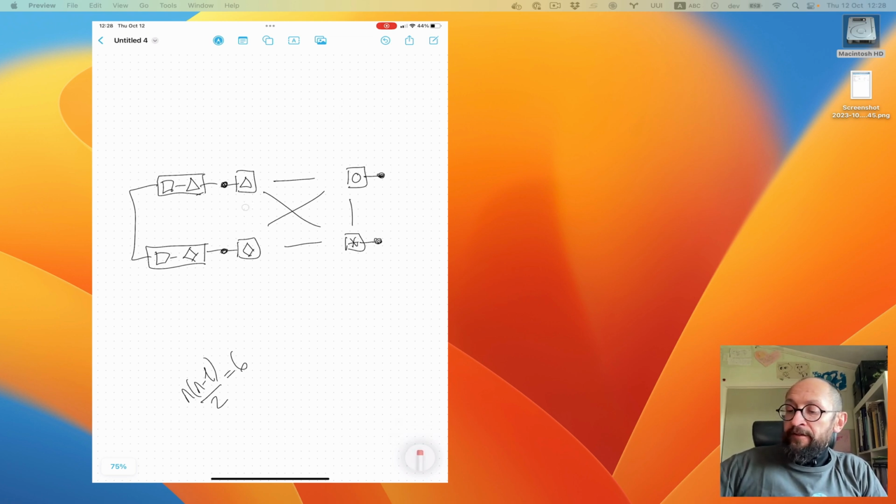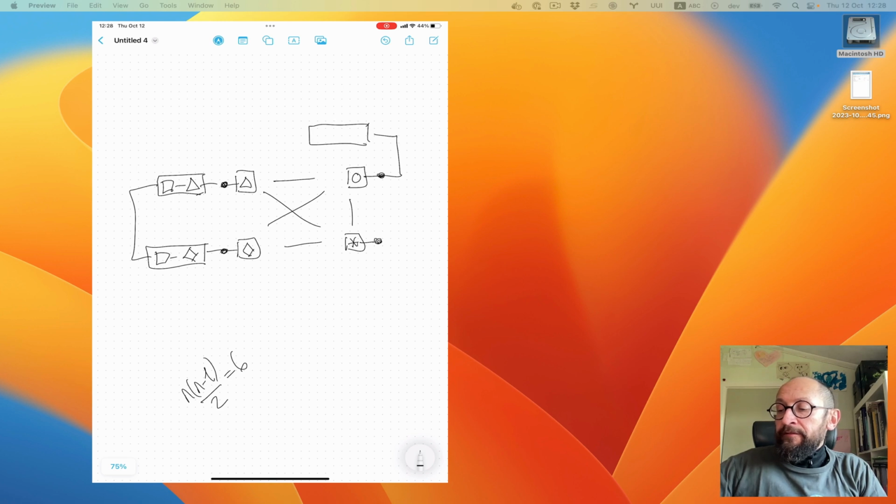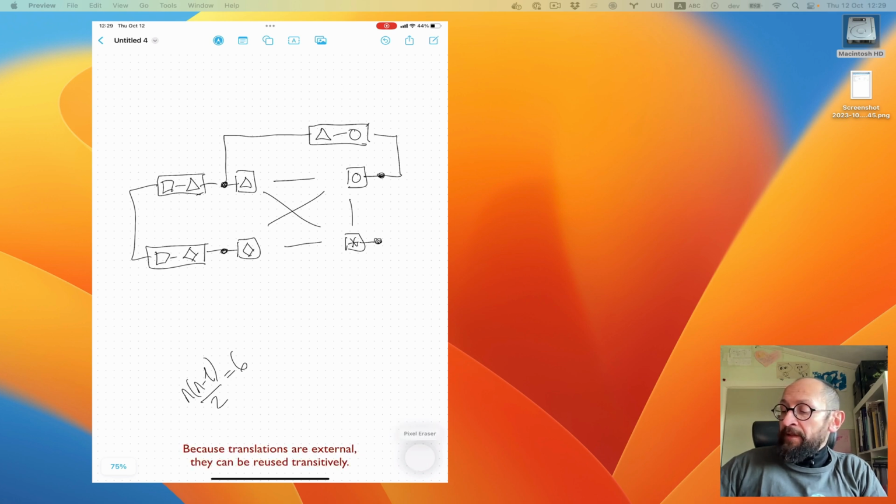That means this integration has already been done. Now, for the third world, say it's not so easy for the circle representation to be translated to the square, so it can choose either to change its representation from the circle to either the triangle or the diamond. So we could have an external translation from the circle to, say, for example, the triangle, and then the third world could communicate with the other two. That means this integration is complete, and also this one.